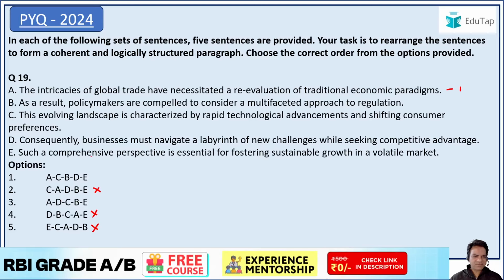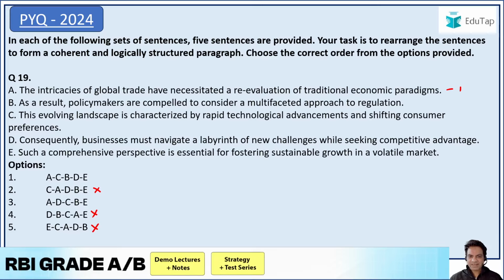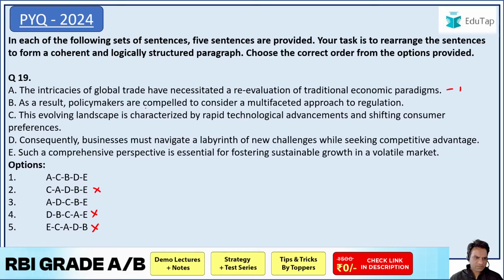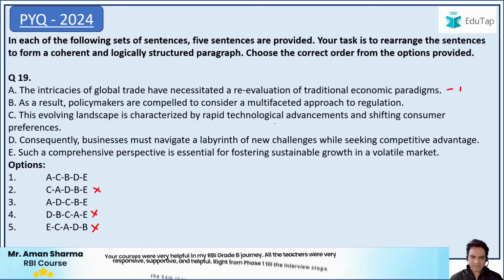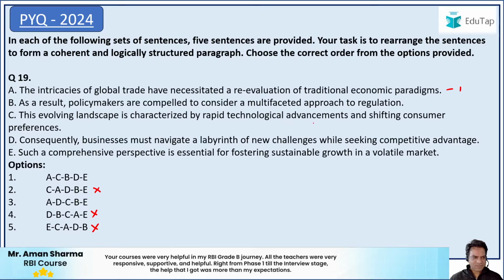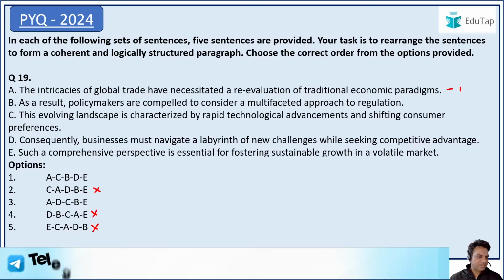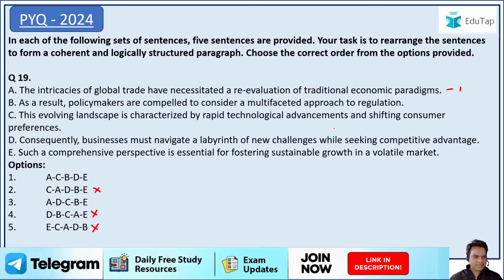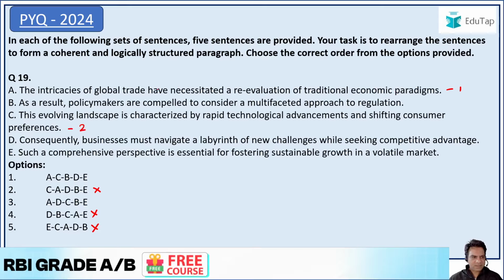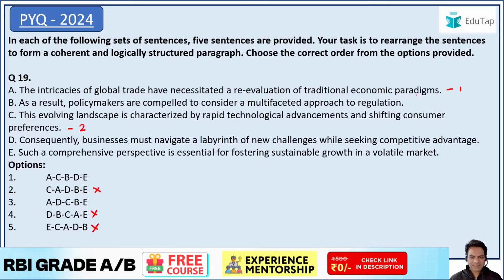The intricacies of global trade have necessitated a re-evaluation of traditional economic paradigms. Now, this evolving landscape is characterized by rapid technological advancements and shifting consumer preferences. Consequently, businesses must navigate a labyrinth of new challenges while seeking competitive advantage. I don't think it's D. I think it's C. So it should be this evolving landscape. See, economic paradigms, landscape.